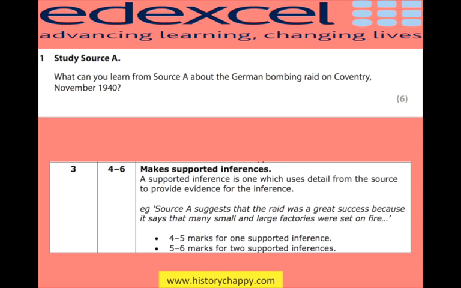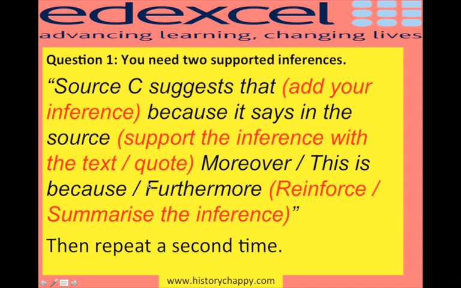Okay, so example question 1, study the source. What can you learn from the source about, in this case, German Bobby Red and Coventry? For top marks, it says here you're going to need 2 supported inferences. So this is how I'd structure it. You'd need 2 of these to get top marks. So the source suggests that, add your inference.